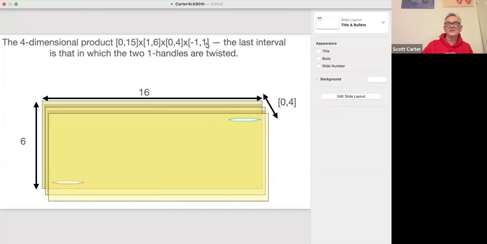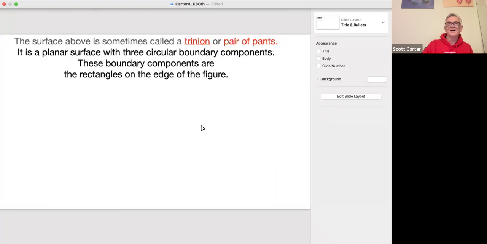And the last interval corresponds to where the handles are twisted. This is kind of funny, and I kind of like it because I don't think in topology we're supposed to talk about size, but when you start to draw these things, size does matter. So the thing that we just looked at is actually a pair of pants. The boundary components are the three rectangles that we saw.